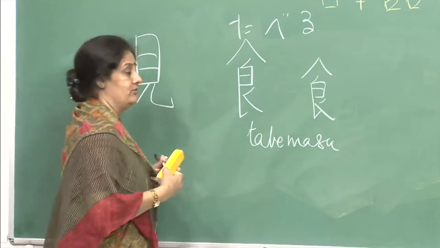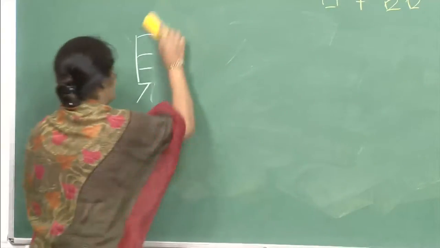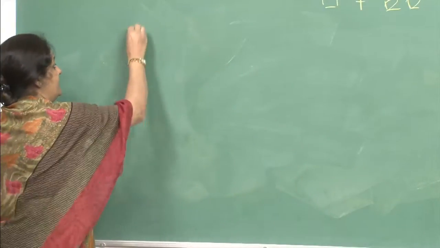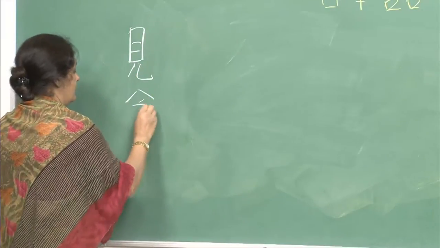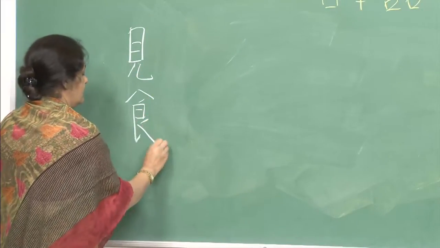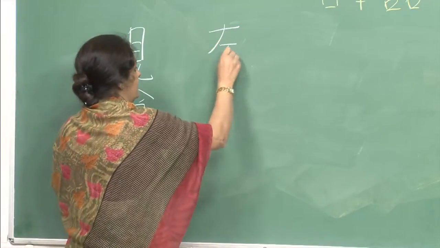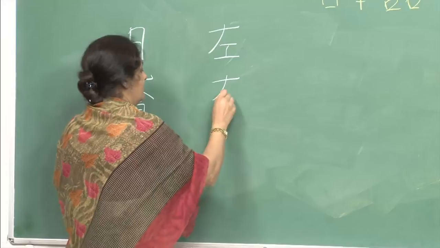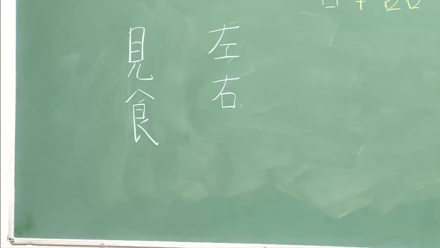Taberu. Taberu. So, we have these two characters here, tabemasu and mimasu. Once again, I will make it. And then we have hidari and migi. These are the four characters.